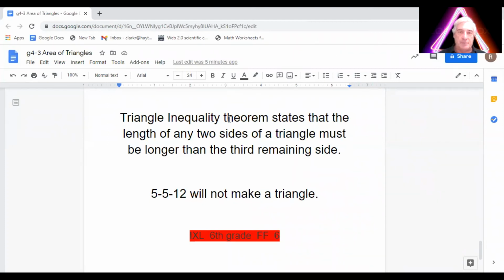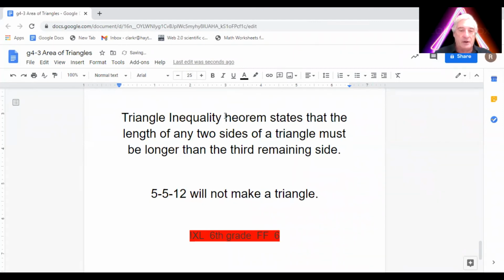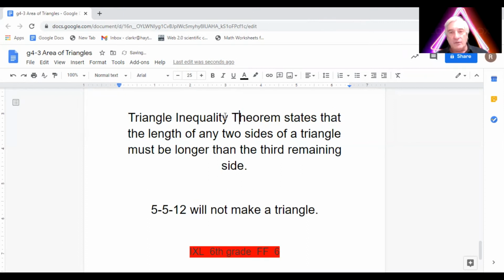That probably should be a capital T because it is a real theorem. And once again, we know that you cannot prove postulates, but you can prove theorems. The triangle inequality theorem states that the length of any 2 sides of a triangle must be longer than the 3rd remaining side. That is, 5 plus 5 plus 12 will not make a triangle. And I'm going to prove it in a very simple way. It's not actually a geometric proof, it's a geometric demonstration.